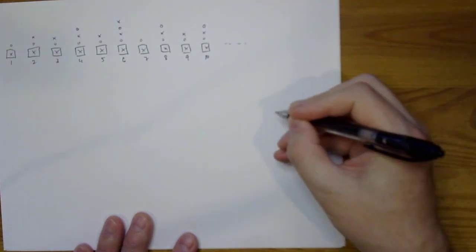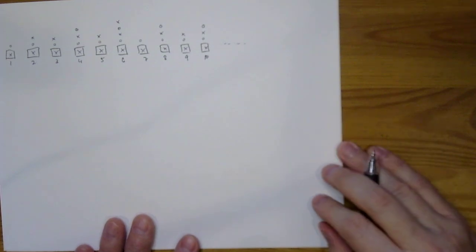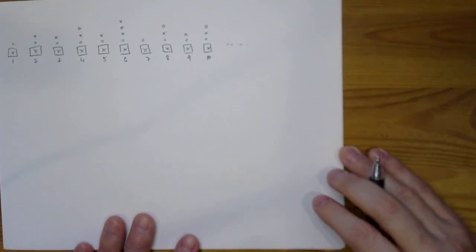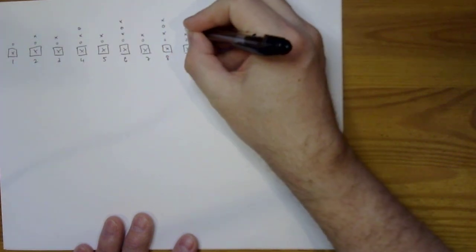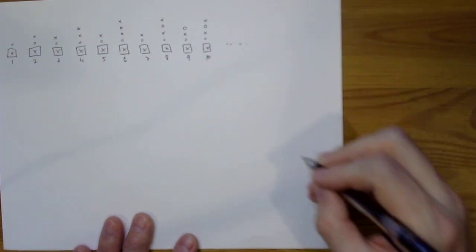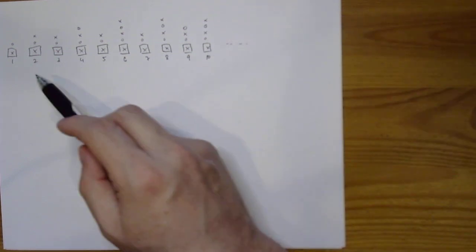Step 6, they're going to lock cell 6. They're going to do more, but I'm only drawing what they're going to do to the first 10 cells. Cell 7, they're going to lock. Cell 8, they're going to lock. You can see cell 9 actually unlocks, cell 10 they lock. And then after that, steps 11 through 1,000 don't affect these first 10 cells.